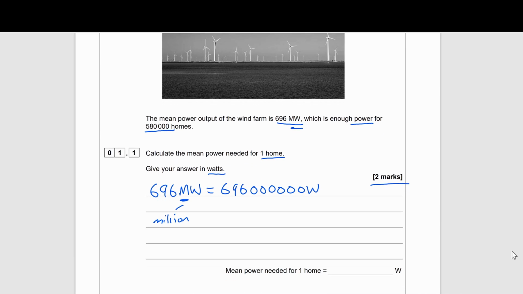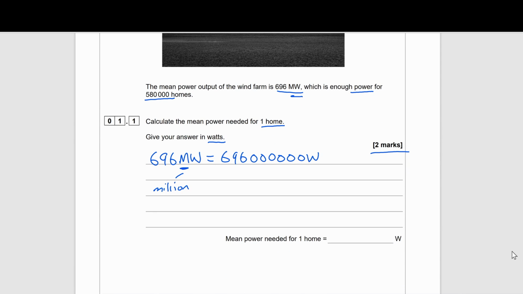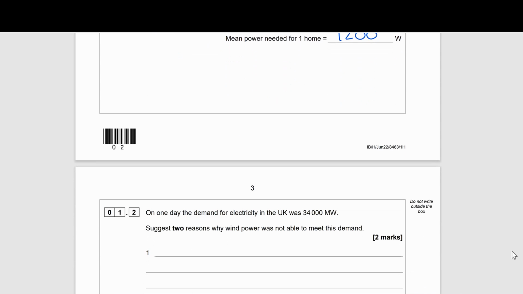We're almost ready to get our final answer. So at this point now, this power is for all of the 580,000 homes. So to find out the power for one home, we would just need to take that value and divide it by 580,000. And if we do that in our calculator, we will come out with the value of 1200 watts. So 1200 watts is our answer.